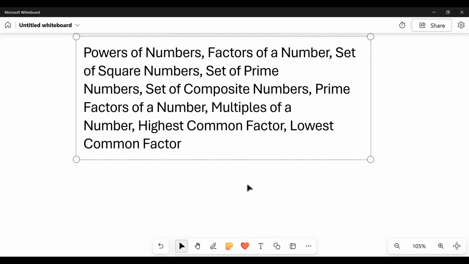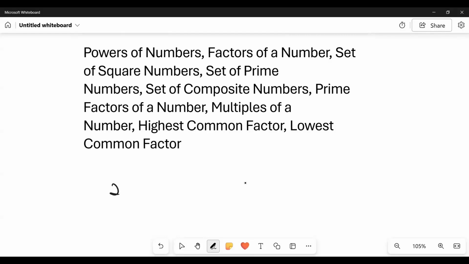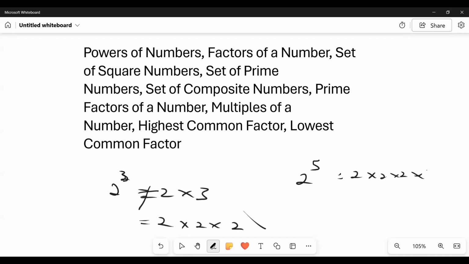When you talk about powers of numbers, what are we talking about? You must know about that, like if you raise a number to a power. 2 squared, or 2 cubed. What does that mean? It doesn't mean 2 multiplied by 3. What it means is 2 multiplied by 2 multiplied by 2. And I guess you know that. 2 to the 5th power means 2 multiplied by 2 multiplied by 2 multiplied by 2 multiplied by 2. 1, 2, 3, 4, 5. 2 by itself, 5 times.